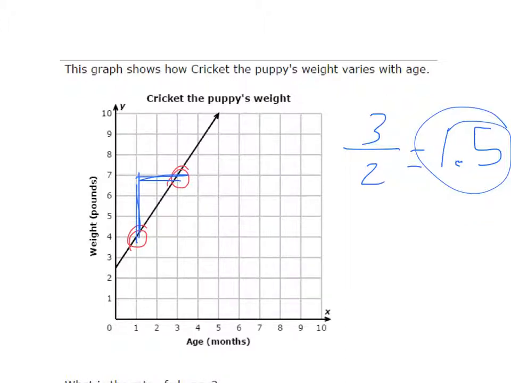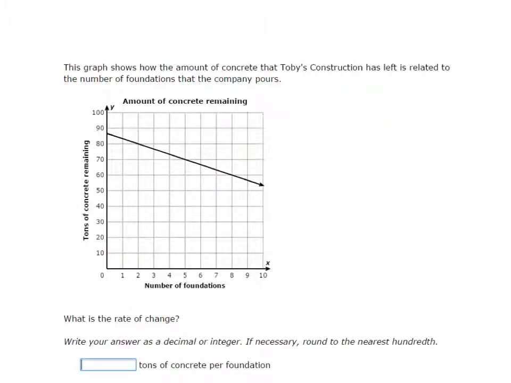Okay, let's do one last one here. The reason I want to go over this one is because typically we've been dealing with positive slopes. So they've been going up from left to right. This one is going down from left to right. And that means it's going to be a negative slope.